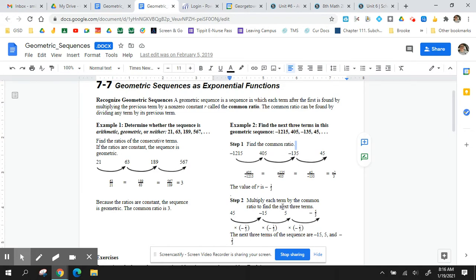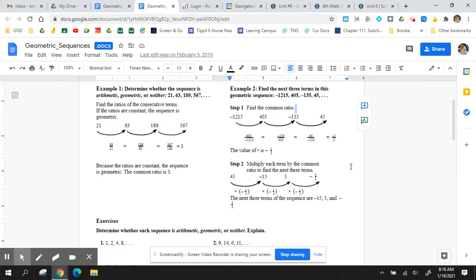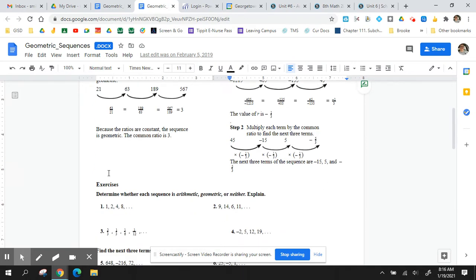Okay, so now we could find the next 3 terms in the sequence by just keeping it going, just like what we did with arithmetic sequences. If it was adding 3, we'd keep adding 3 every time. Well, this time we would keep multiplying by negative 1/3, and we would find the next 3 terms of the sequence. So you're going to get asked to do that. So let's look at this first example.